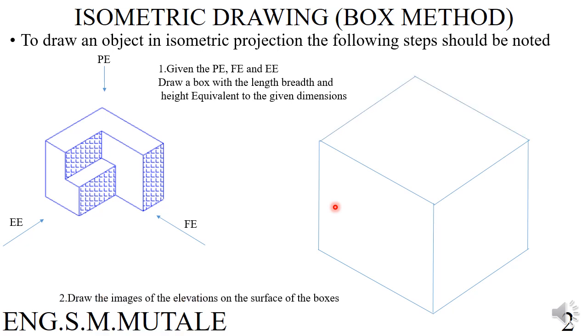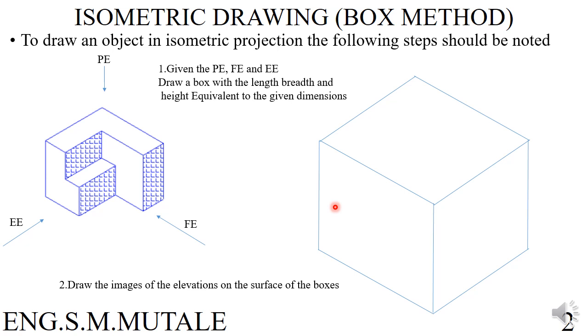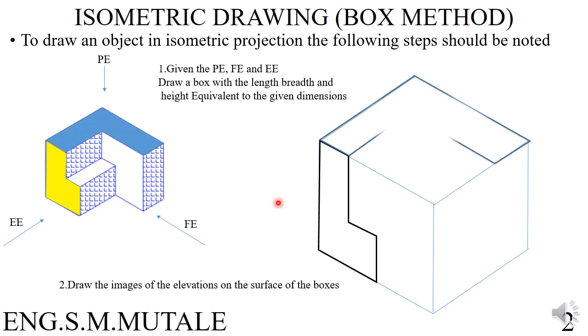Upon doing that, you go to step number 2, which is to draw the images of the elevations on the surface of the box. What you see, for example, if you view from the end elevation, draw it on the surface of this box. That yellow part is what you can see there. If you view the plan view, which is that blue part, you draw it there according to the dimensions given. And then the green part there, you draw it like that.